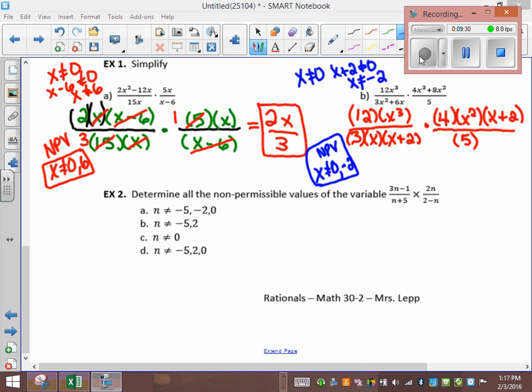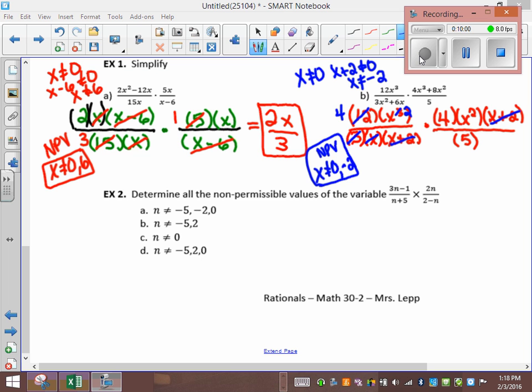Now, Mason, what can I cancel? X plus 2. One of the x's. It doesn't matter which one, right? And we'll knock this one down to a 2. And what else? Yes, you can take 3 out of 12 and 3. So 3 divided by 3 cancels. 12 divided by 3 is 4. And then I think that's as good as it gets.